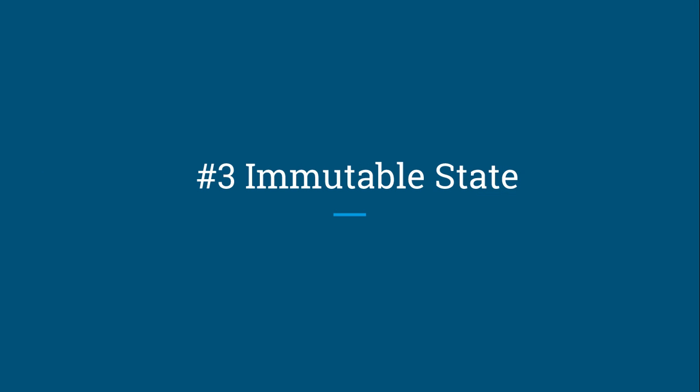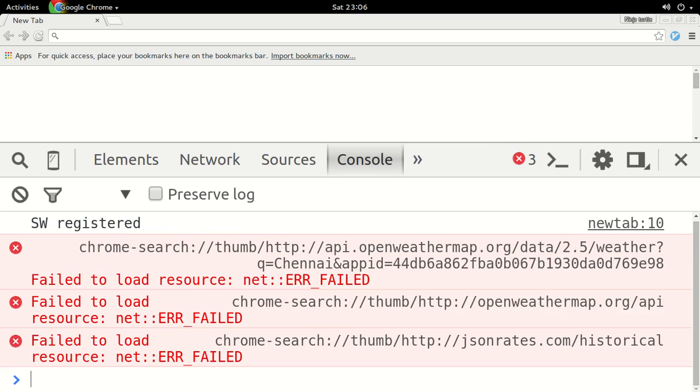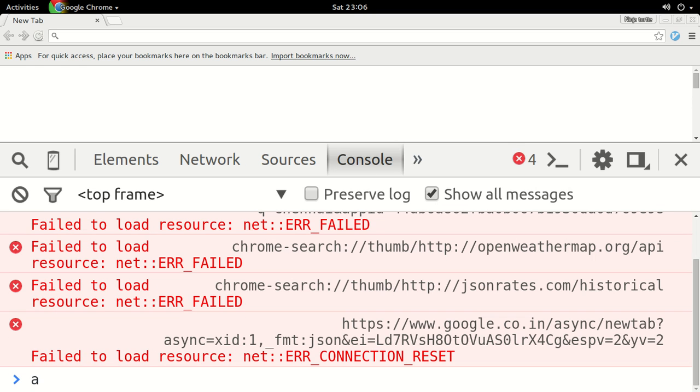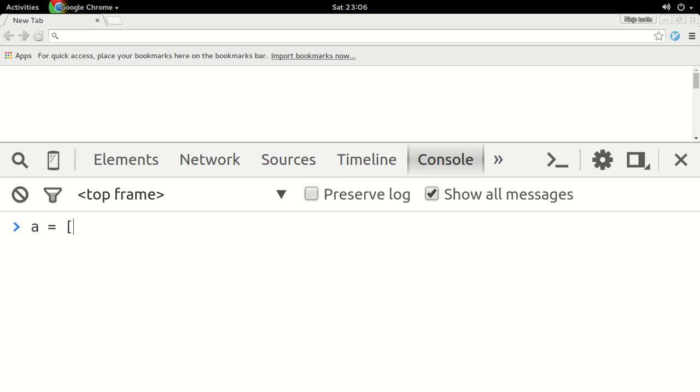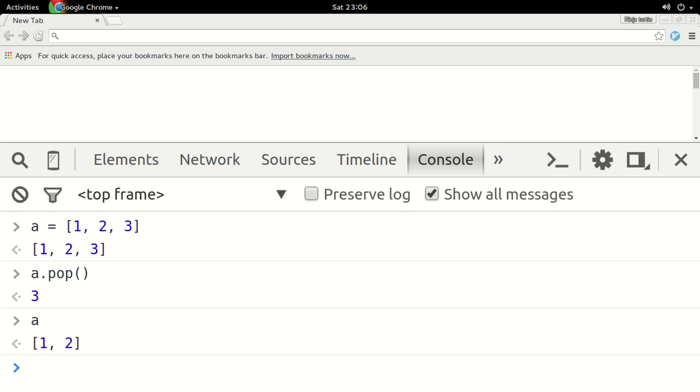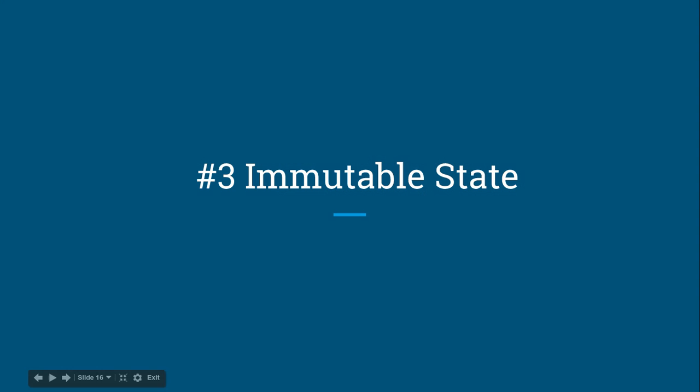The third thing is immutable state. Let's take JavaScript. 1, 2, 3. Now I try to pop. Now this is mutable state. Now it has mutated A. So this is not immutable, this is mutable. In functional programming, this is not possible. Your data is always immutable. So this is another typical feature you see in a functional programming language.